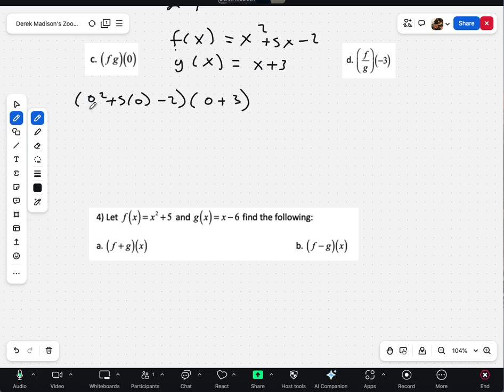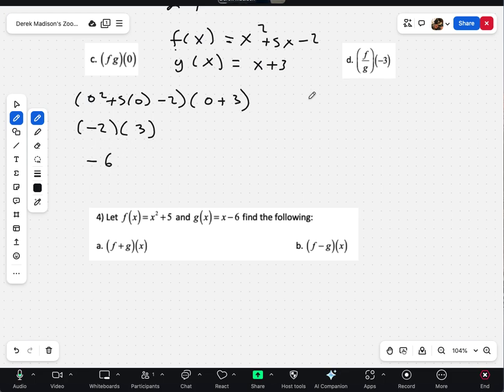I would not go to the trouble of doing all that FOIL and then collecting terms when I could just plug straight in here and make two numbers and multiply them. So to me, for addition and subtraction, it's easier to combine the algebra first, but for multiplication or division, it's easier to me to just plug it straight in, especially if this happens to be 0, because then all this drops out, and you're just left with that negative 2 on the end. 0 plus 3, right? That's just going to be 3, and we got negative 6.